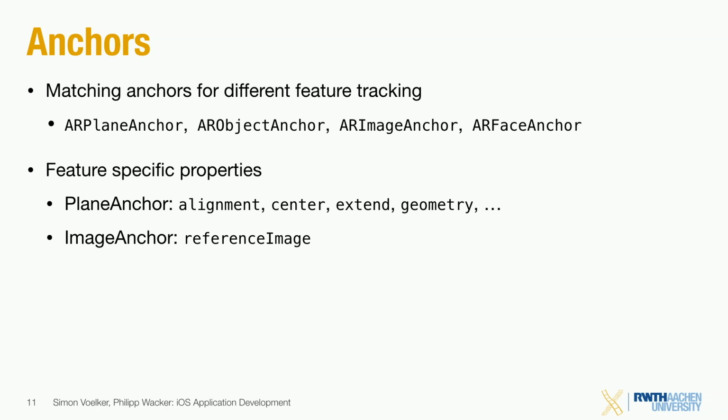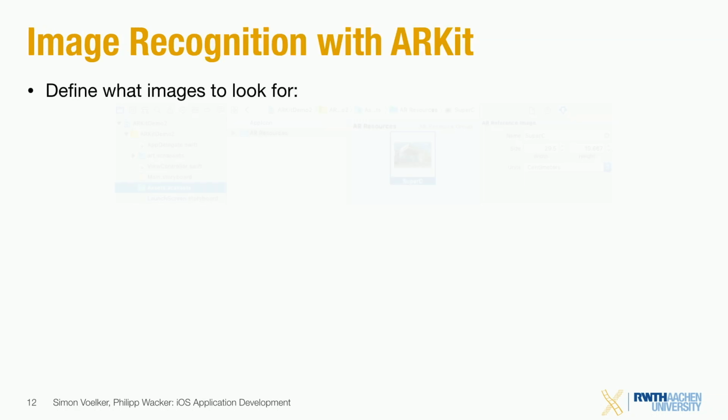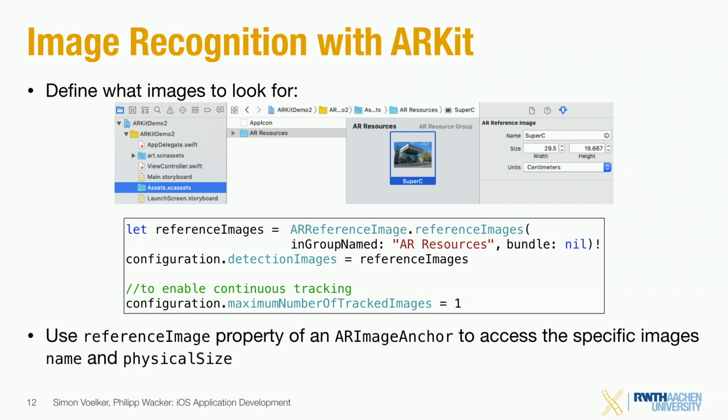So looking at the image anchor, if you want to track a specific image, how do you set that up? For that, you have to specify first in Xcode what image your app should look for. In the assets folder, you can create an AR resources group and just drag your image in here. And very importantly, you then have to specify what is the real physical size of this image. So what is the width, what is the height, so that the system can understand if it sees an image of this size, but in reality it's 10 meters in height, okay, it will be very far away, so it can calculate where in the world this image is, and how large it is.